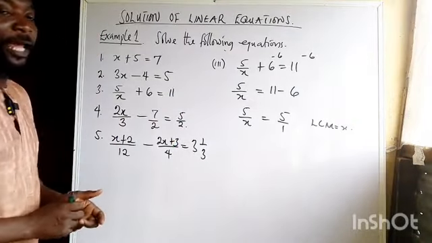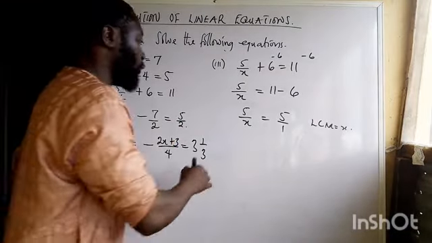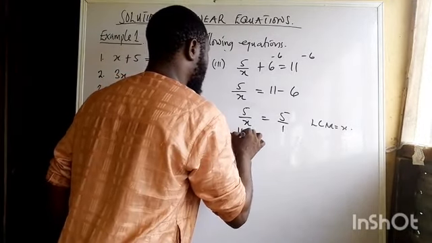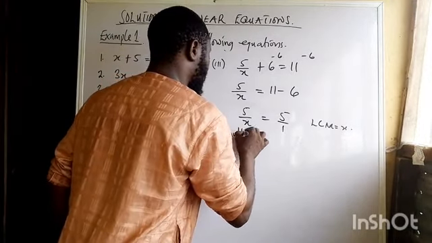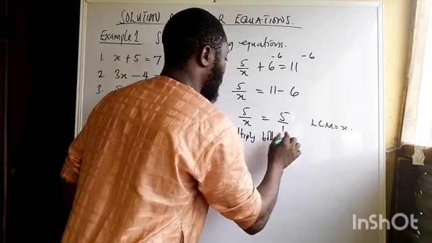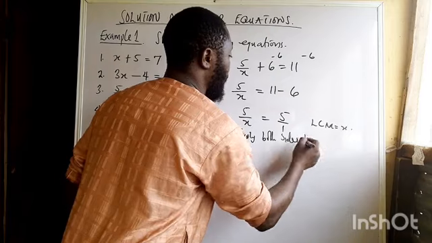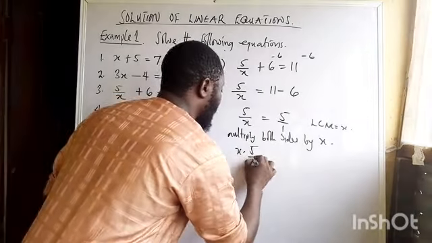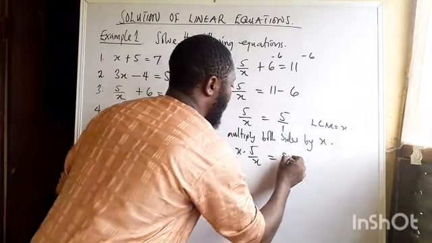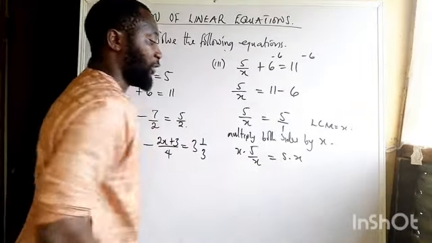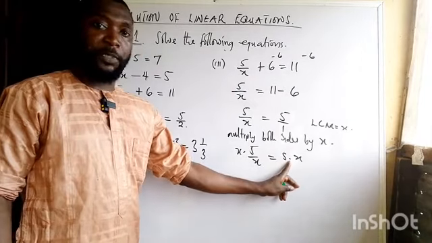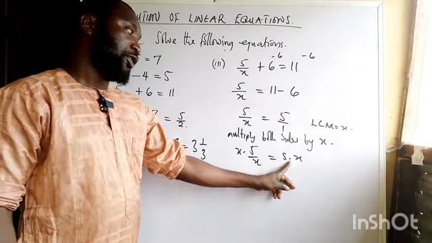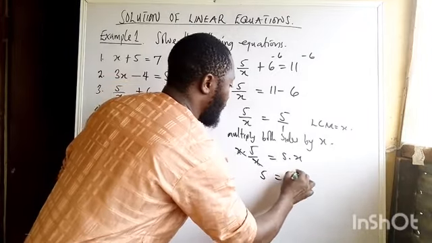Now, what you need to do is multiply both sides by your LCM, which is x. By the time you do that, you have x multiplied by 5 over x equals 5 times x. Now we multiply this by x, multiply this by x. This dot represents a multiplication. If you like, you can use a multiplication in this form. Now this x cancels out this x. What is left? 5. Then this is what? 5x.